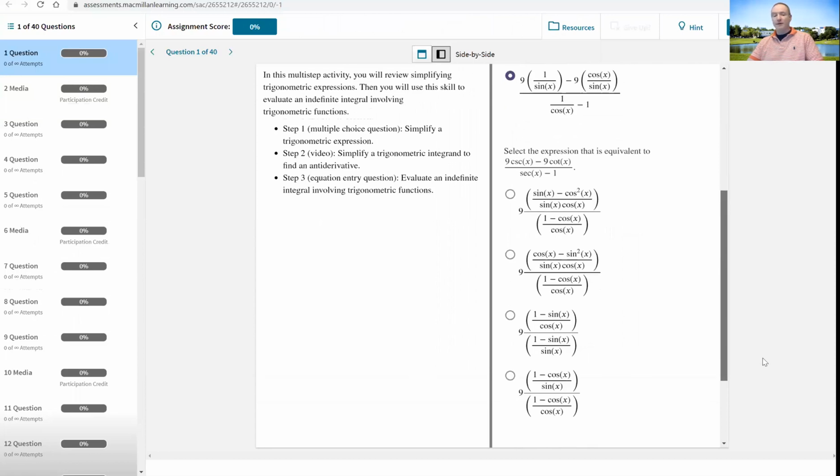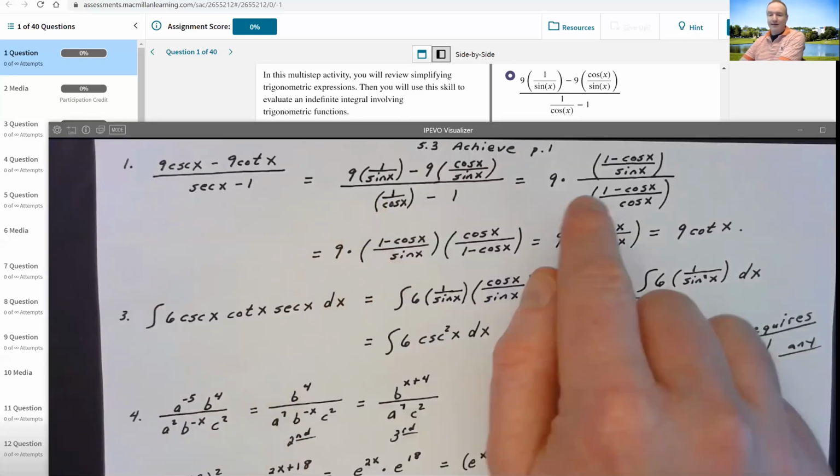Well, notice what they've done in this case. They've pulled out the common factor of 9 in the numerator, and then they've got a common denominator of that sine of x, and then they just said, well, it's going to be 1 minus cosine x over sine of x in that numerator. And then they've got a common denominator in the denominator. They had to force the second one, the 1, to understood to be cosine x over cosine x. So it becomes 1 minus the cosine x over cosine x as well. And you'll see that's what I did right here in this step.